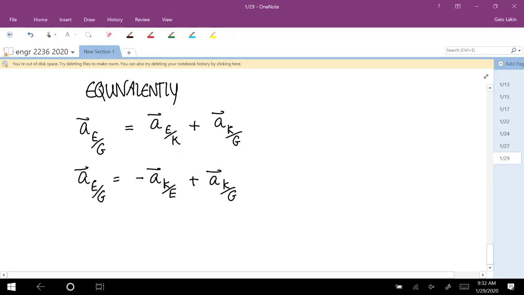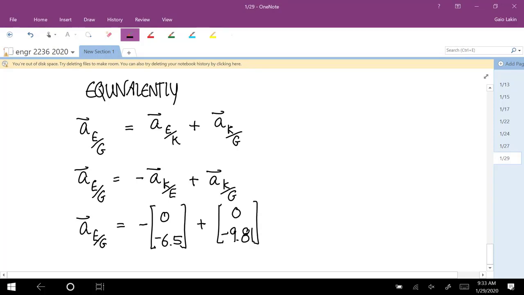Now we can fill in the things we know. The acceleration of the keys relative to the elevator is what we were given, 0, negative 6.5. And we're multiplying that by a negative 1. Then the acceleration of the keys relative to the ground, that's just free fall. So 0, negative 9.81. And you get the same thing again.